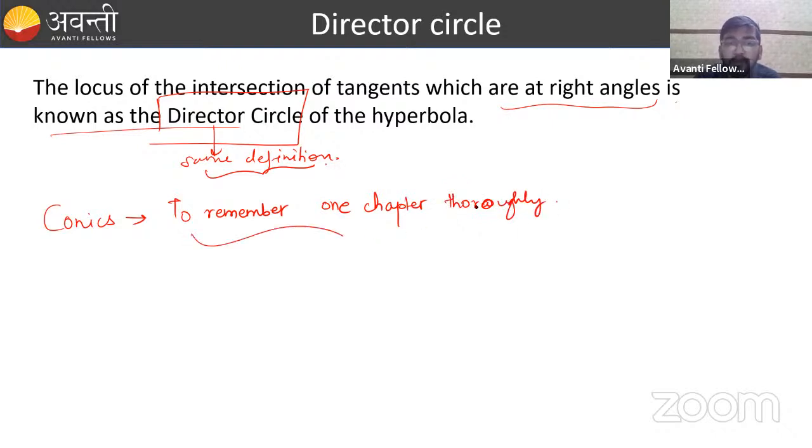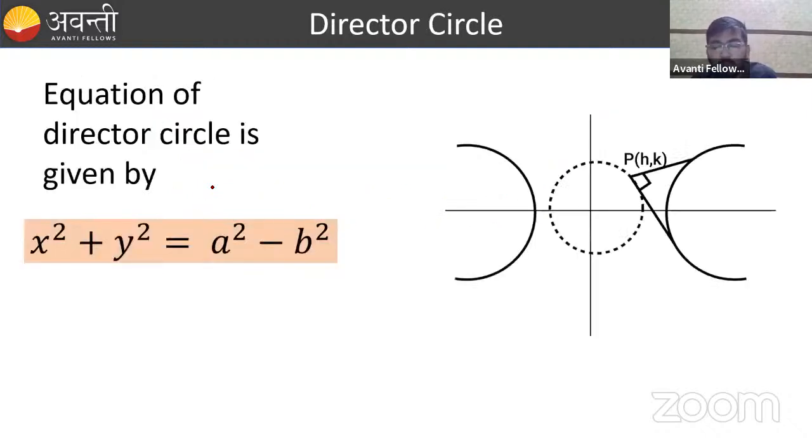And then even if you forget, you can choose this one chapter to be circle. Even if you forget anything in the other chapters, parabola, hyperbola, or ellipse, all the methods are the same for the entire conics. The method is the same. You can derive the formulas in the exam to fetch you marks.